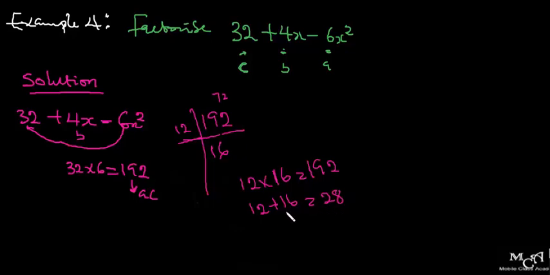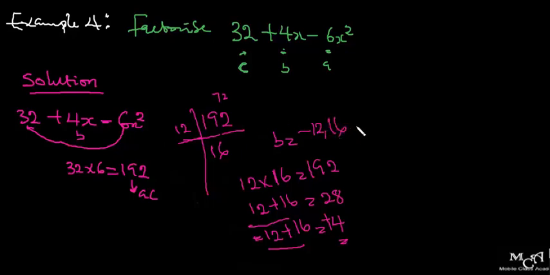But what can I do to 12 and 16 to give me 4? Let me do minus 12 plus 16. If I do that, what will it give me? 4. It will give me plus 4. Then I have plus 4 here. So these two values, minus 12 and plus 16, can be used to replace my B. So my B will become what? Minus 12 and 16.